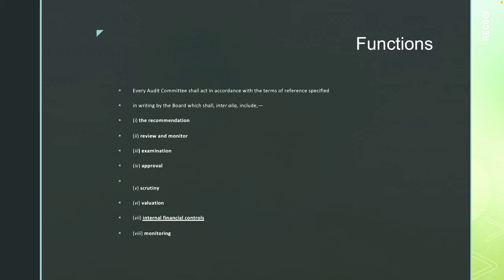Next comes review and monitor. What do they have to review and monitor? They have to review and monitor the auditor's independence and performance and the effectiveness of the audit process. Okay, next is examination. The next function of the audit committee is examining the financial statement and the auditor's report. Then approval. Yes, the next function is approval of any subsequent modification of transactions of the company with related parties. Then comes scrutiny of what? Intercorporate loans and investments. Then valuation. Yes, they have to evaluate undertakings or assets of the company wherever it is necessary.